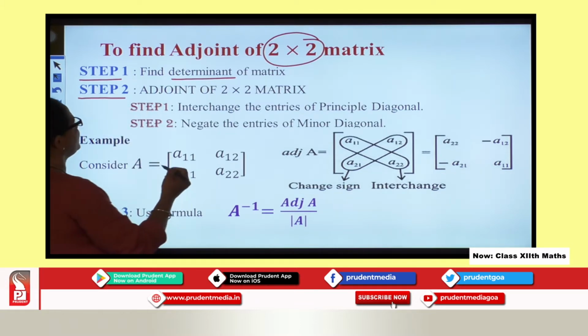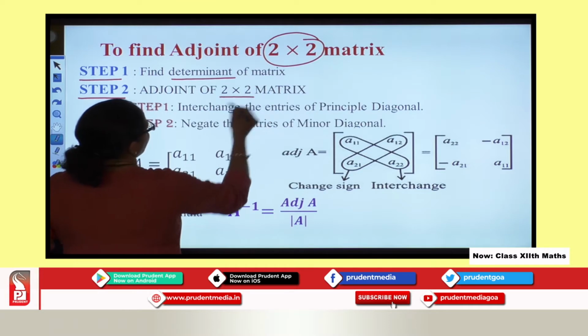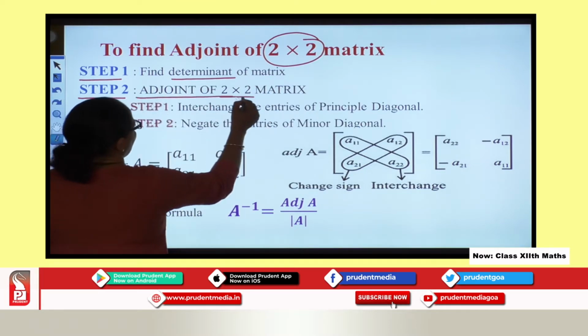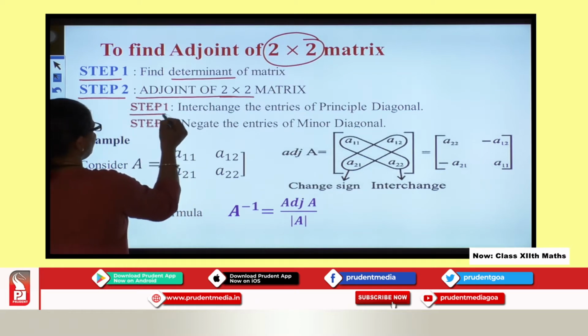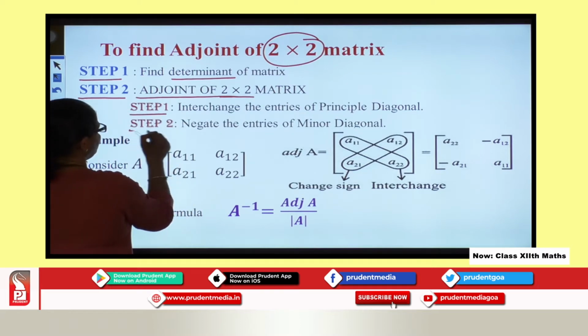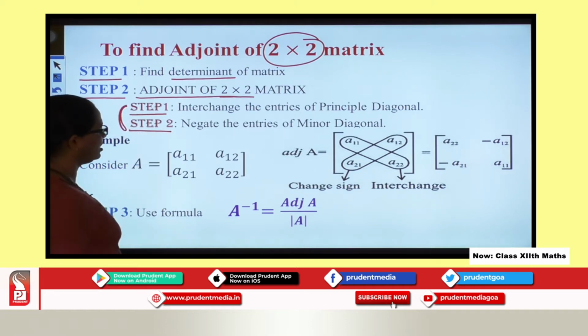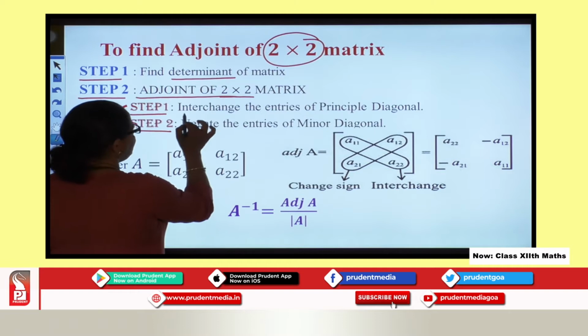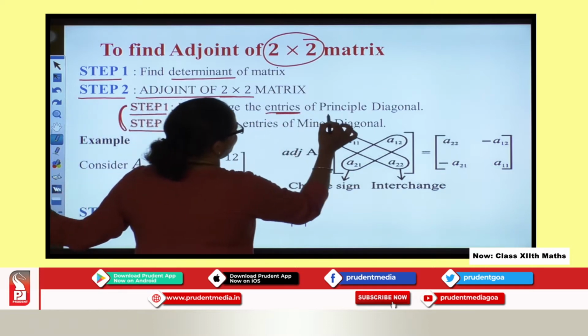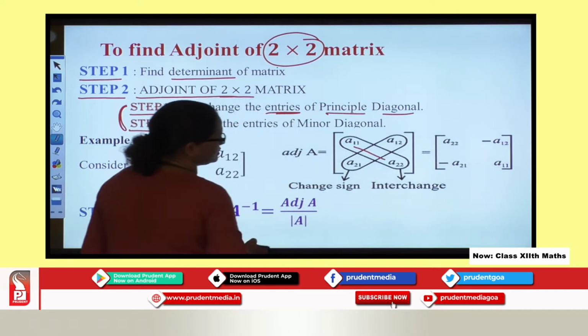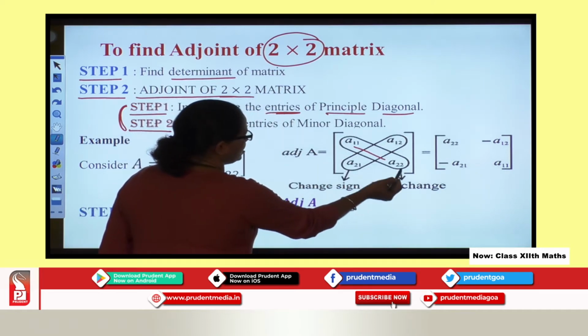Now step 2 is, here you can see a 2 by 2 matrix. So we find the adjoint of the 2 by 2 matrix. Here we follow just 2 steps, and these are very important steps. What I do is I interchange the entries of the principal diagonal. So which is the principal diagonal? This. So I interchange the entries.